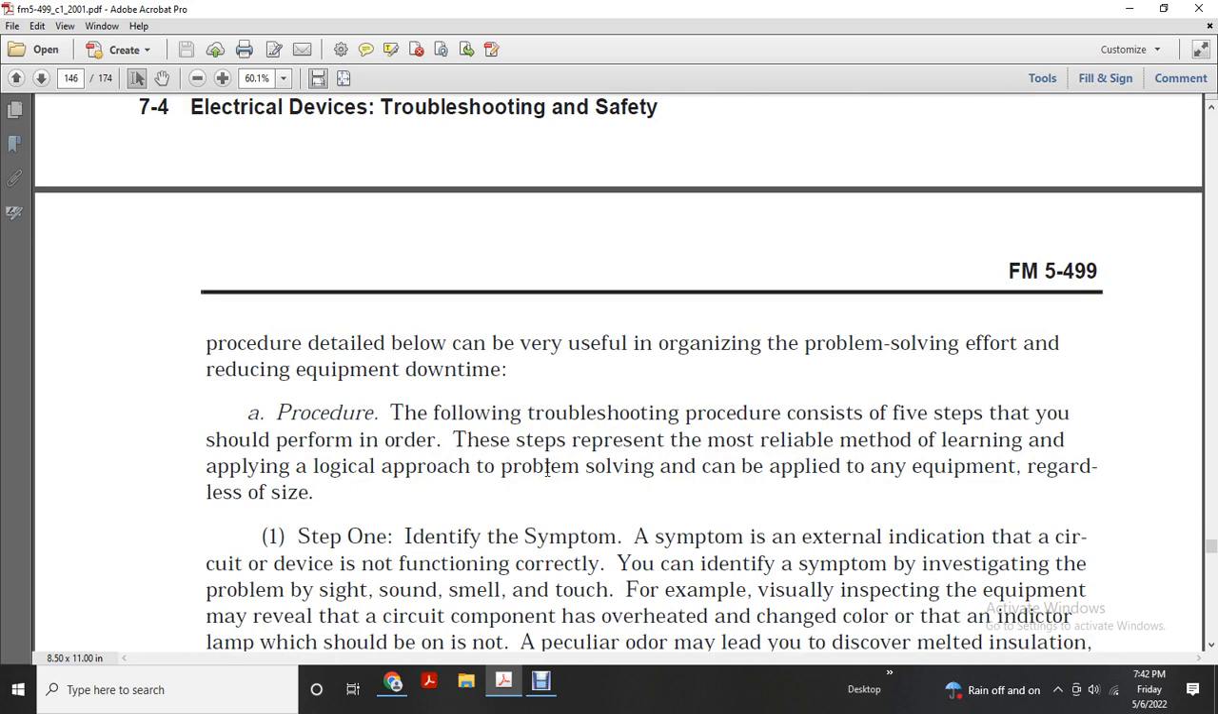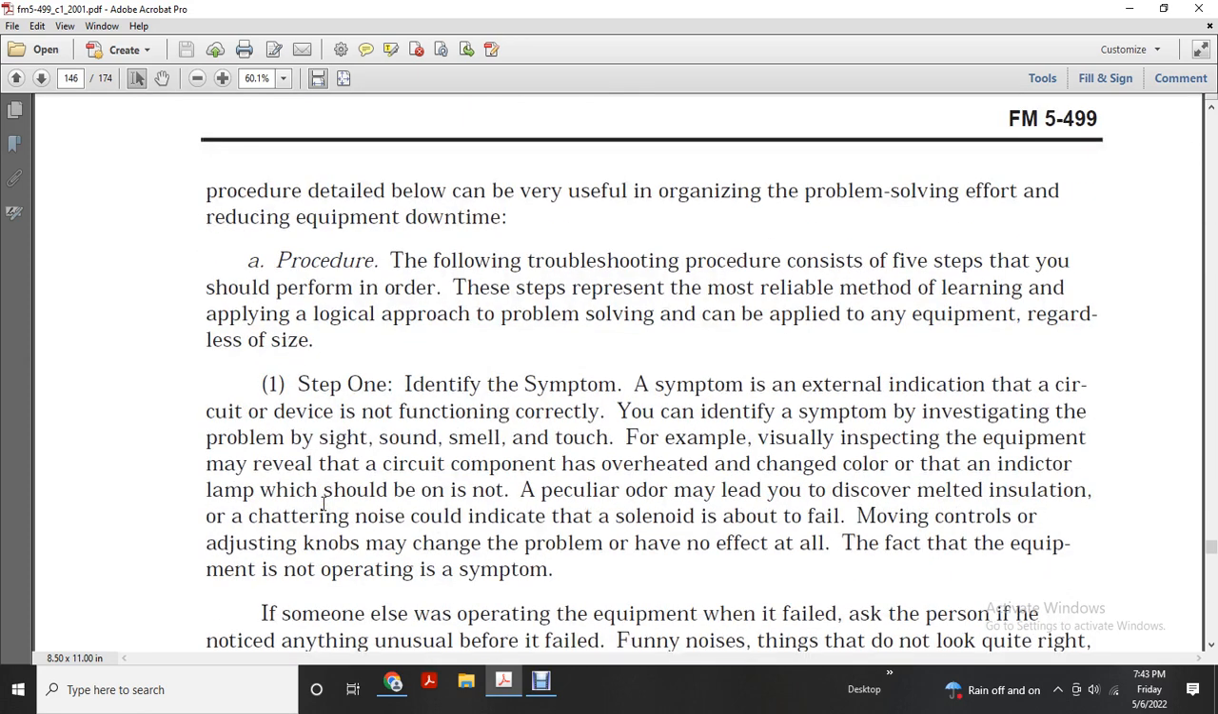The procedure detailed below can be very useful in organizing problem-solving efforts and reducing equipment downtime. The following troubleshooting procedure consists of five steps that you should perform in order to represent a reliable method of learning and applying a logical approach to problem solving that can apply to any equipment regardless of size.